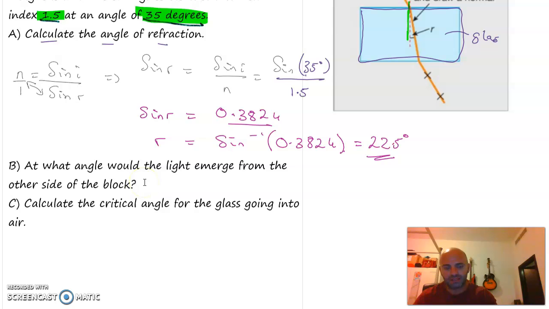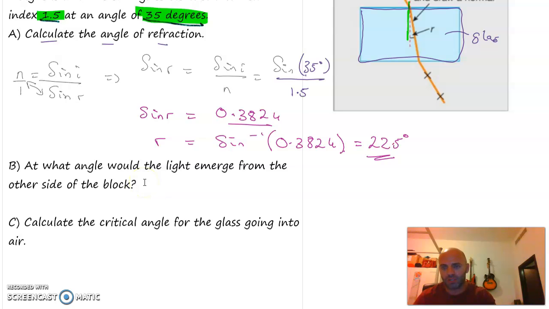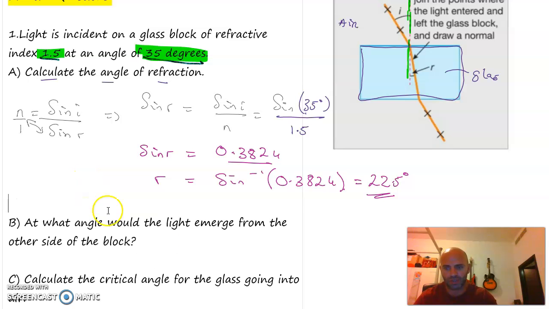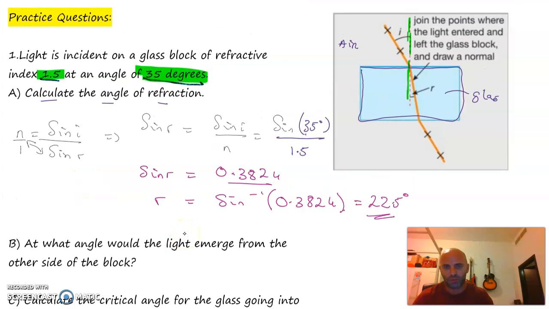Part B asks, at what angle would the light emerge from the other side of the block? We've decided to include a picture with this question. But like I said, I really encourage everyone to sketch a picture of a standard experiment or whatever the situation is before you try to answer it, because the picture clarifies what's going on in the question.